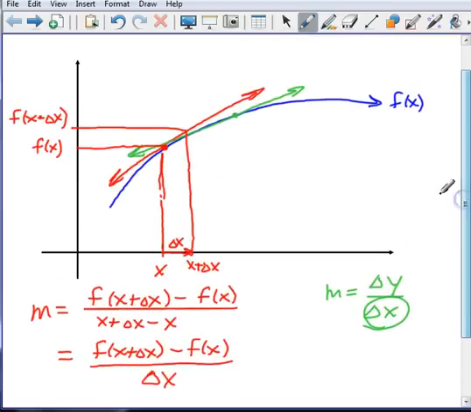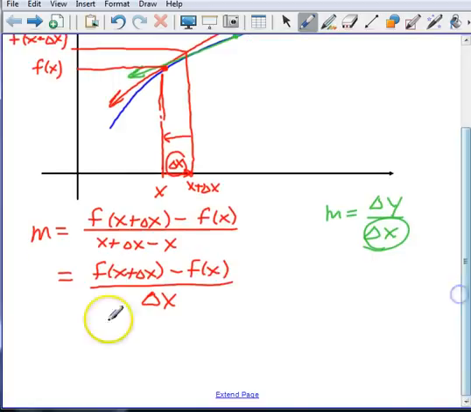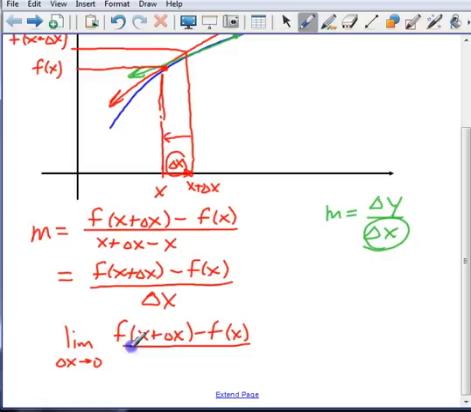So when would this secant line become a tangent line? When delta x shrinks to 0. And so to do that, we're going to take the limit as delta x, that change in x, shrinks to 0 of our difference quotient, our slope expression. And guess what? That's the derivative. After you take the limit, you have yourself a derivative.